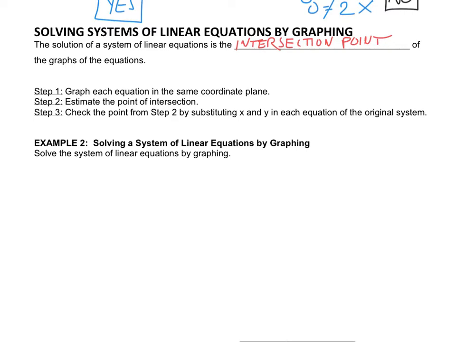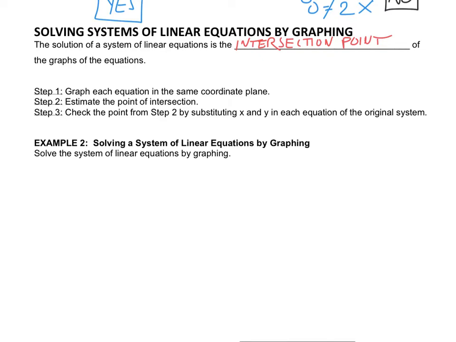So here are the 3 steps that you would follow. Step 1, graph each equation in the same coordinate plane. We need to see them on the same one to make this workable. Step 2, estimate the point of intersection. This is where it's important that you are drawing nice straight lines. You're really trying to make your graph as accurate as possible so that you can see where they are crossing. And thirdly, you want to check the point from step 2 that you would say is the solution by plugging it in to make sure it works for both, just like we did a second ago.